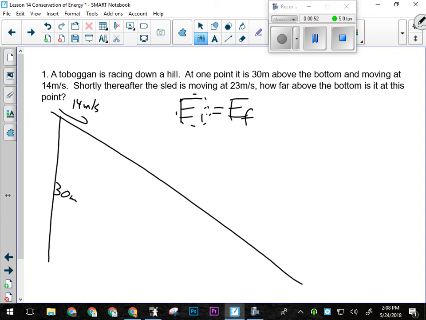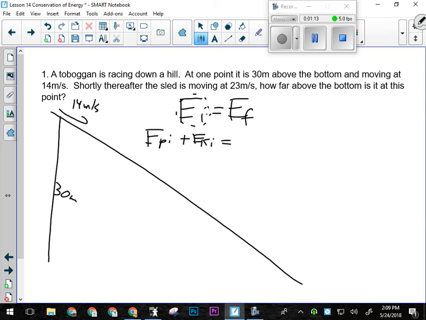Do I have kinetic and potential here? I do, because I'm moving. It gives me a velocity or a speed, so I know I have kinetic, and it tells me I'm 30 meters above the bottom. As a result of that, I have potential as well. So I can say that there's initial potential and there's initial kinetic.